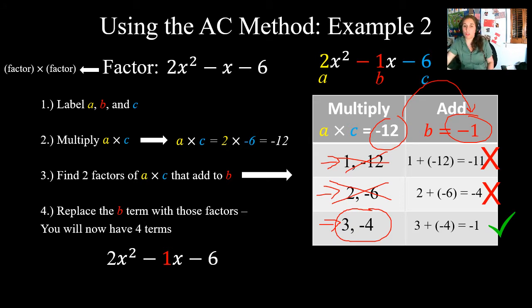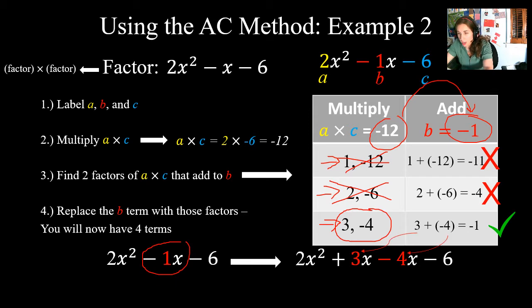So here's my original trinomial, 2x squared minus x minus 1. I threw that 1 in so that you could see that when I replace my b term, I'm replacing this negative 1 with 3x and negative 4x, and I got those factors right from my table, right? Those are the ones I was looking for. This polynomial and this polynomial are completely equivalent because 3x minus 4x is negative 1. So 2x squared minus x minus 6 is the same thing as 2x squared plus 3x minus 4x minus 6. Okay, they're completely equivalent.